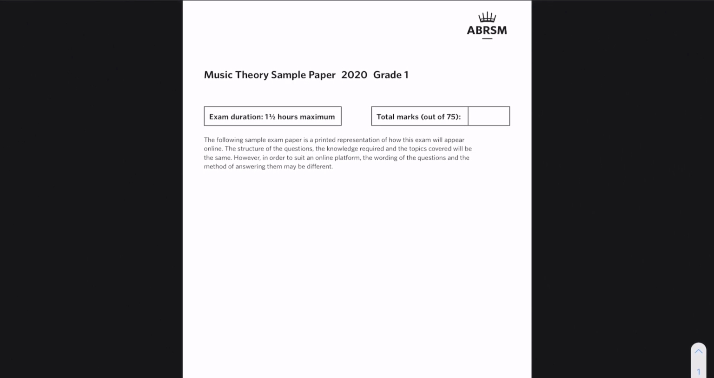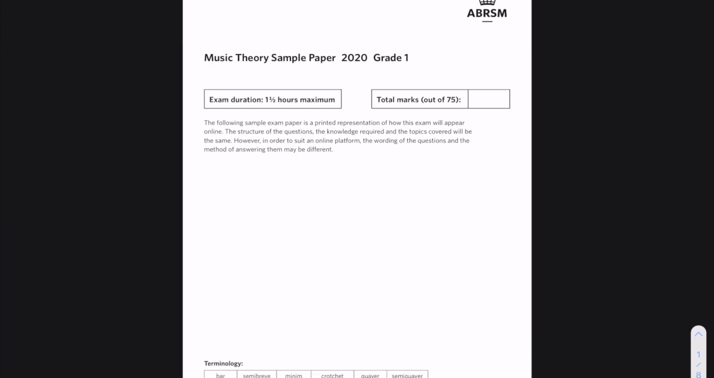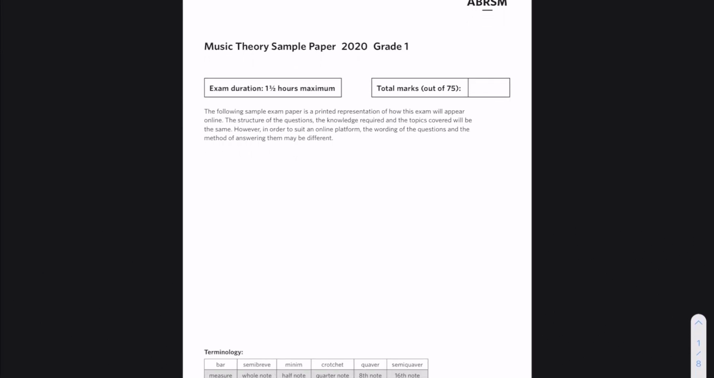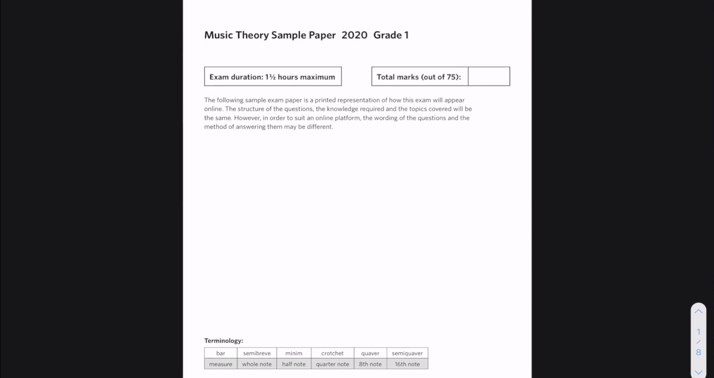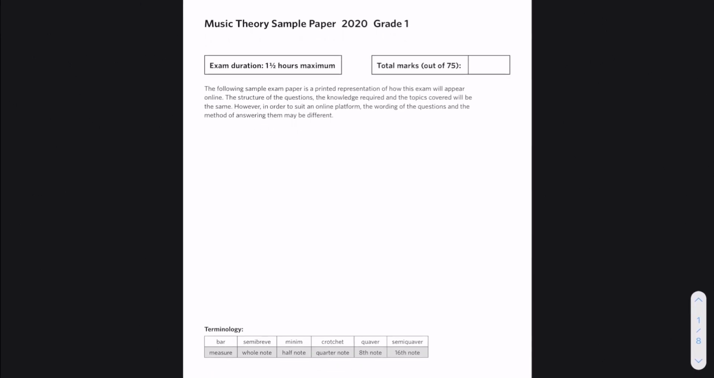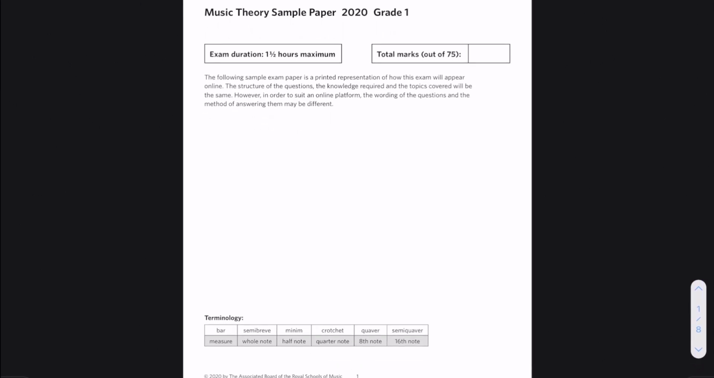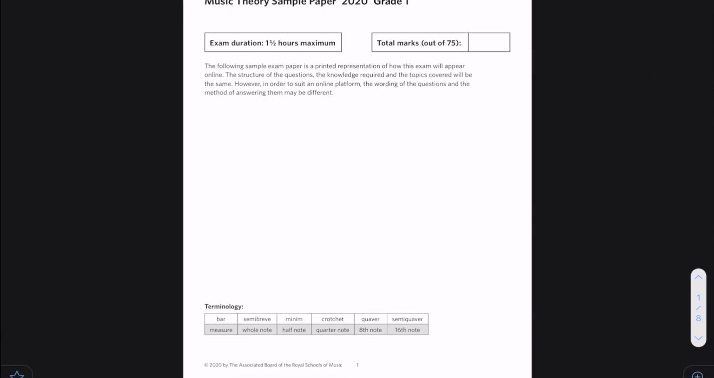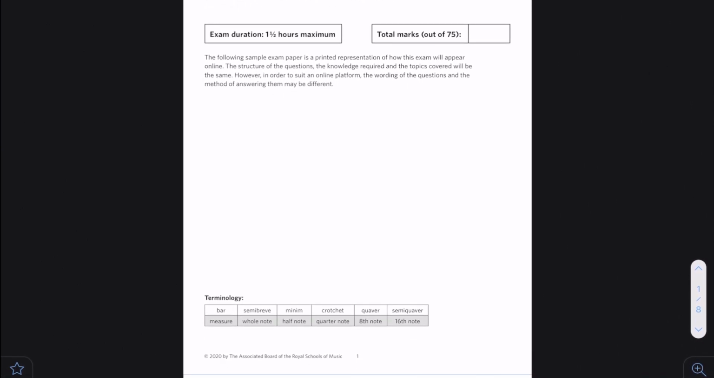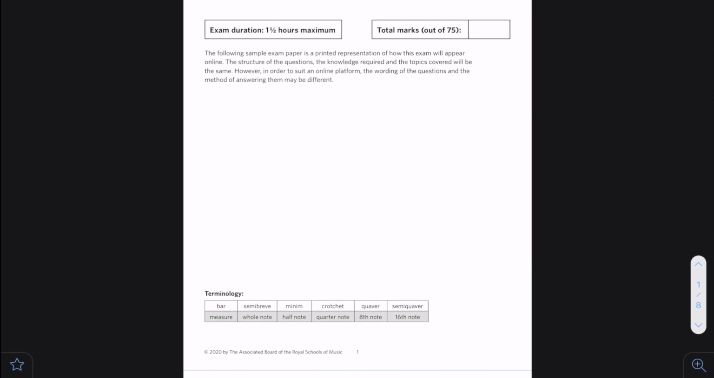Today we will go over the new digital theory exam together. This is a sample exam for grade 1 and the exam duration is 1.5 hours, meaning you have 1.5 hours to finish this exam. The total mark is out of 75 and the passing mark is 50. This is how page 1 looks like.